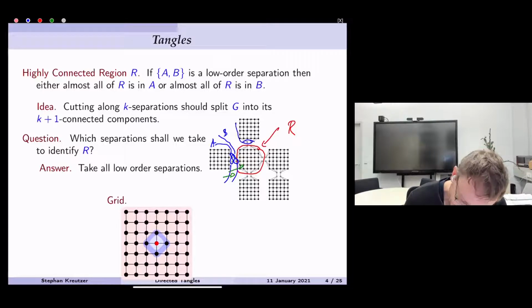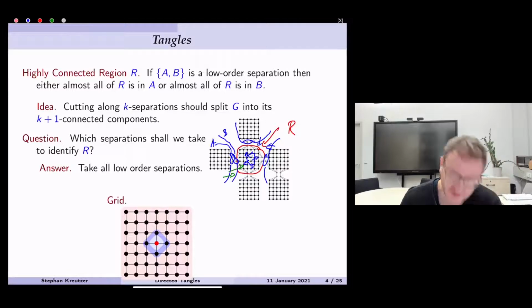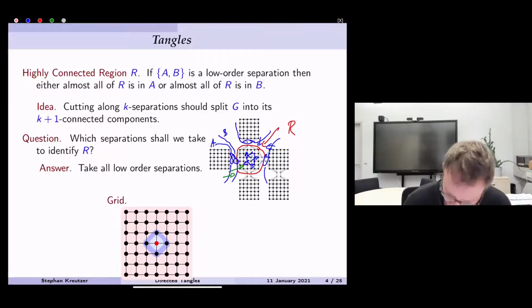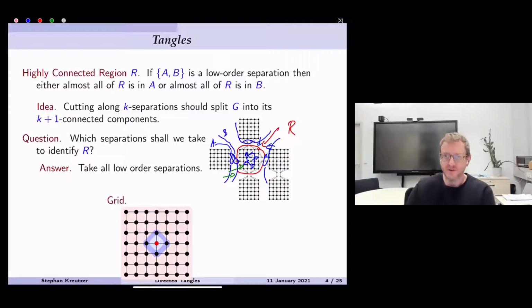So we could just ask every order 2 separation, and each of them would tell us on which side the majority of our region would sit. And this would also be true for these tiny things. Order 2 here may not be enough, but if you ask a little separation like this, it would also tell us the majority of our grid sits on this side. And so consistently, if you take them all and ask every low order separation which side is the grid, this would more or less define the region you would like to look at. And so a tangle is really just that. It's a consistent orientation of all low order separations that would point towards one specific piece of the graph.